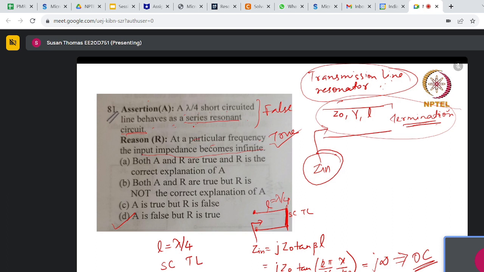So always try to think with respect to the basics of transmission line and then try to look at the statements given in the question. Let's move to another question.